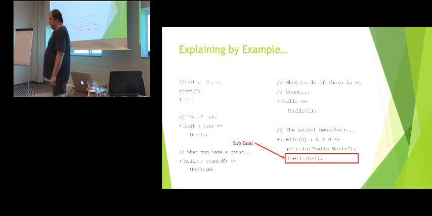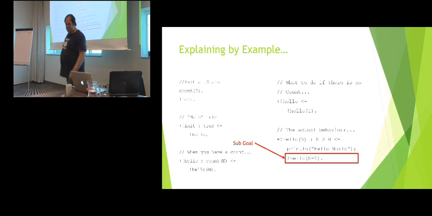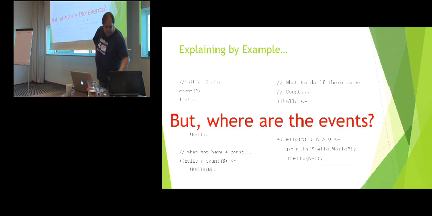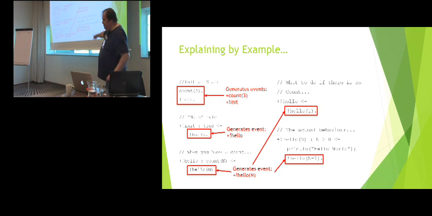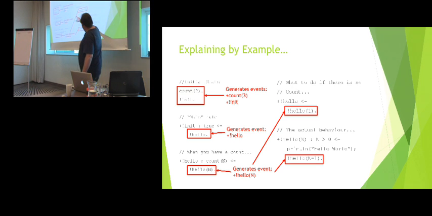Does that consume the goal? It consumes the event, yes. So, I suppose I've kind of already said this, but where are the events? The events are generated by all of these points here. So, initially, the initial state generates two events, plus count three and plus init. That first event, yes?